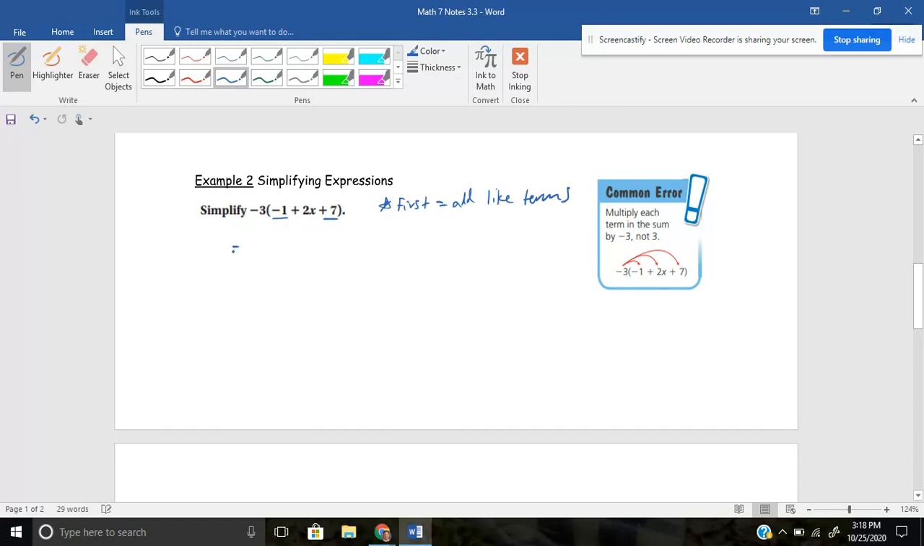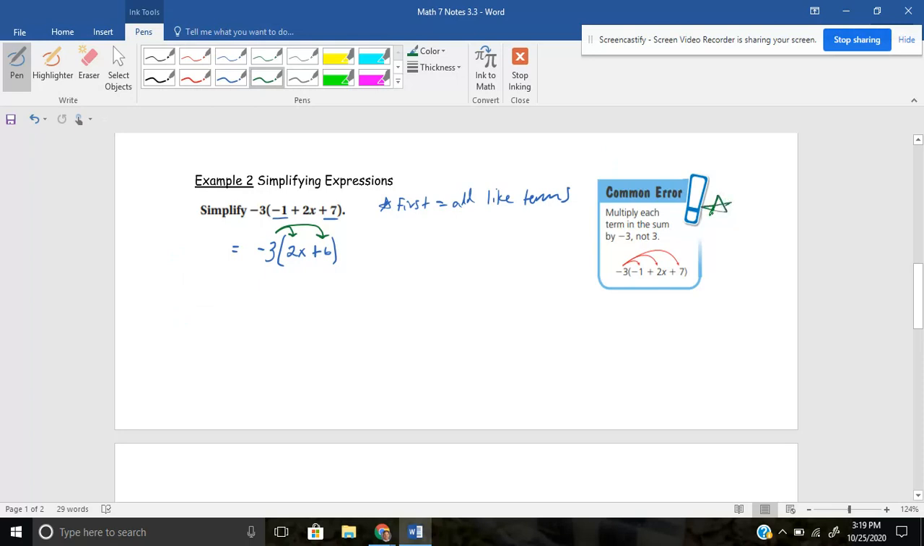So I'm going to rewrite this as negative 3 times 2x, and then negative 1 plus 7 would give me positive 6. Okay, all I did was add my like terms. Now in the next steps, it's very similar to what I just did in the previous examples. Distribute my negative 3 to everything inside the parentheses.